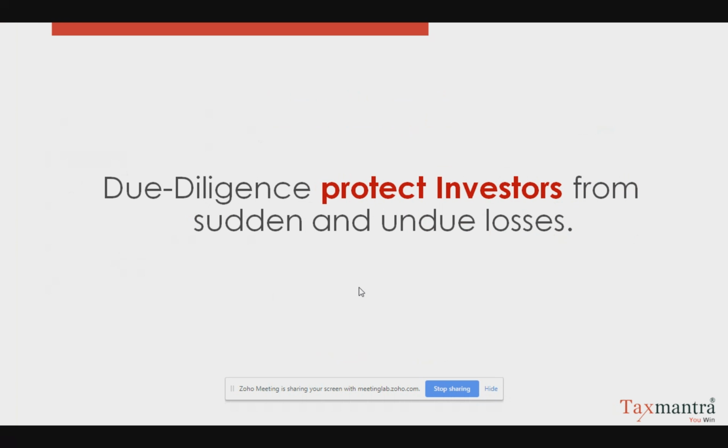Now, why do the investors suffer? Because the investor has put in the money to get some kind of return from the company. So he has that return in his mind. If that is not protected, when a regulatory body penalizes a company, it also affects the investors as well. So due diligence protects these investors from sudden and undue losses. You decide beforehand, before you invest, whether this is the right company where the investors really wish to invest.